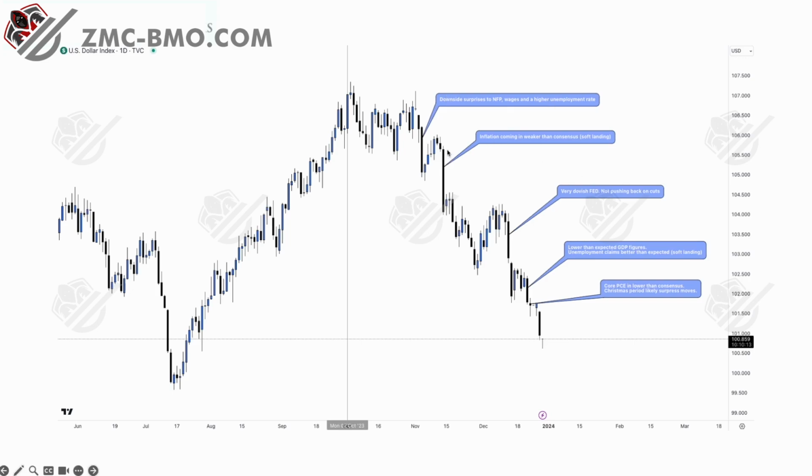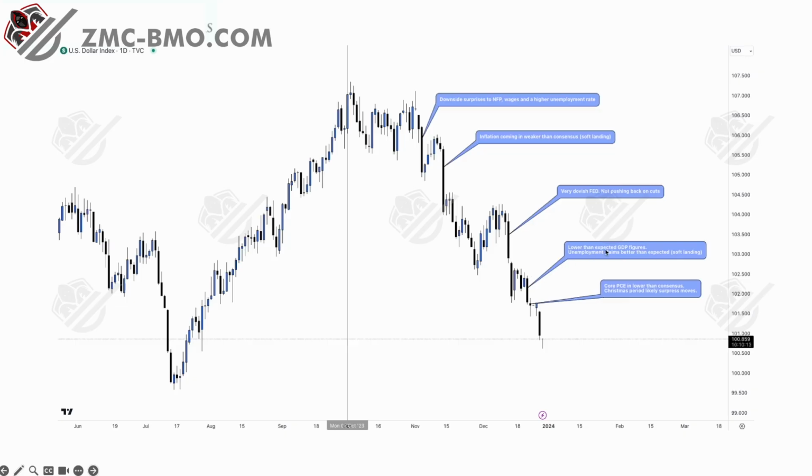Inflation then coming lower again, soft landing, because the labour market is still pretty good. Although we did see some weakness here, not massive weakness. That was then indicative of a soft landing scenario. Bang, nice weakness, followed through. Then saw a little bit of a pullback there. We then saw a dovish Fed here. Bang, not pushing back on cuts, which is good news for the markets.